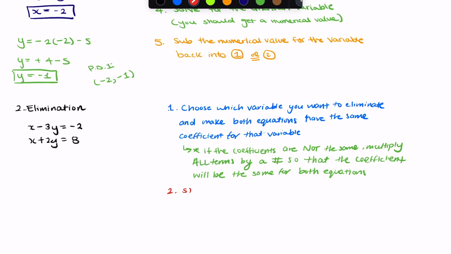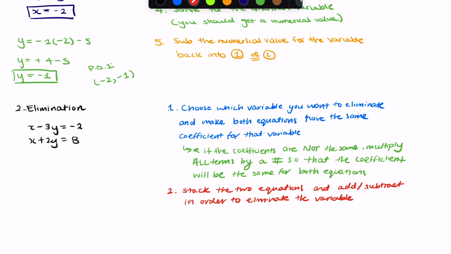Then your second step is to stack the two equations, and you can either add or subtract depending on what's happening, in order to eliminate the variable. A general note here is if the sign of the coefficient is the same, you're going to subtract. If the sign is different, then you're going to add. Same sign, subtract; opposite sign, add.